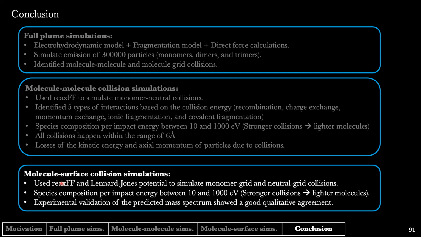And in the third part, I talked about molecule surface collision simulations, in which we used a reactive force field and a Lennard-Jones potential to simulate monomer grid and the neutral grid collisions. And we have given the species composition per impact energy between 10 and 1000 eV. And finally, we did an experimental validation of the predicted mass spectrum that showed a good qualitative agreement.